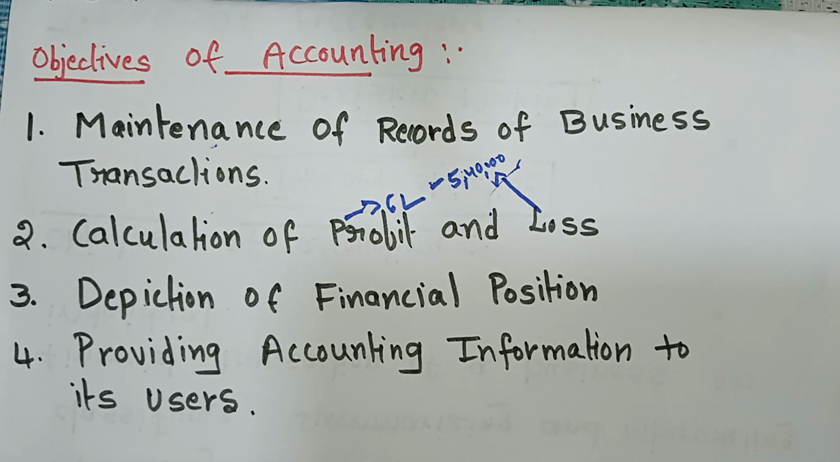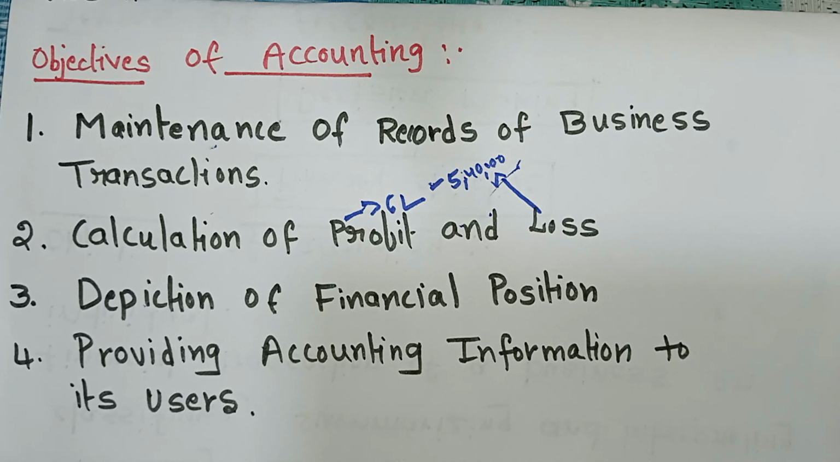And next, we will go to the second point, that is calculation of profit and loss. Before explaining this point, we have to learn what is profit and what is loss. First, I will explain profit. Profit represents excess of revenue over expenses. Revenue means income here. Loss is exactly the opposite of profit. It means the total expenses exceed the total revenue. The difference reflects the loss.